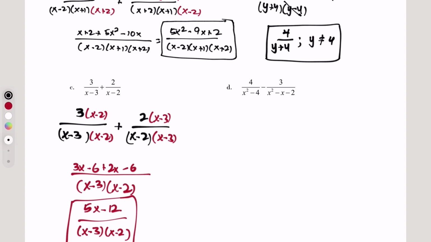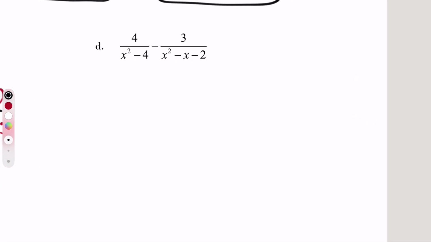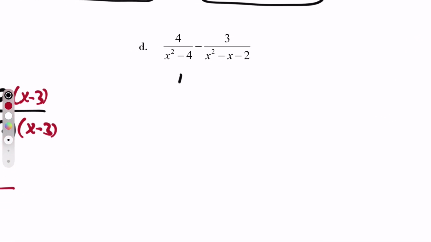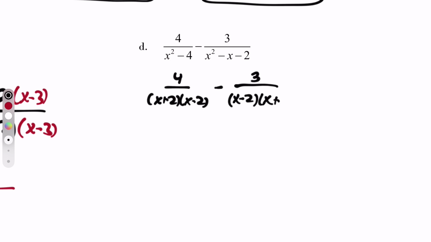There we go. All right, so again, we're going to start by factoring each denominator. So I'm going to get 4 over x plus 2, x minus 2, and then minus. Got to be careful of minus signs when it comes to distributing things. So we're going to write out each expression as being factored.